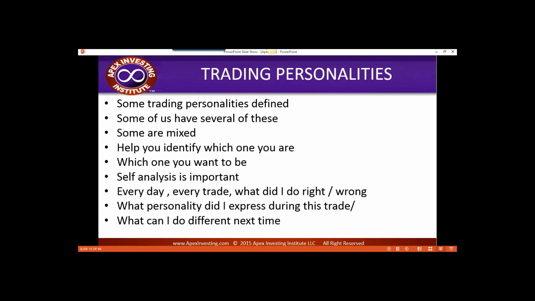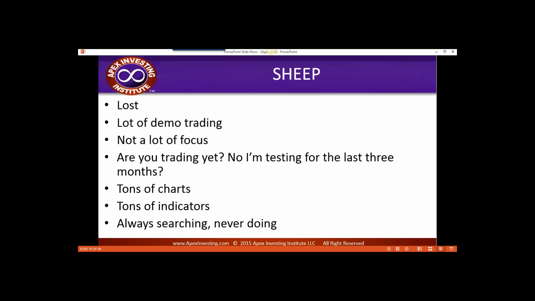That's important. Every day, every trade, what did I do right? What did I do wrong? What personality did I express during this trade? Okay, see that, I recognize it. Now I need to change it and learn from it, grow from it. And what can I do different next time? And like I said, it might seem a little cheesy to you, but we've kind of given you an analogy here of these different personalities, and we equate them to the animal world a little bit here. Okay, and I think this is going to make sense.